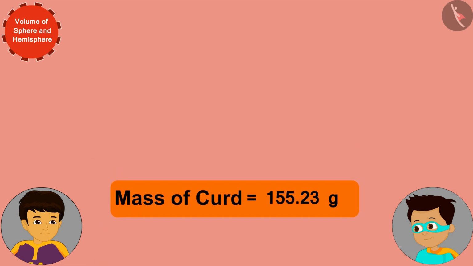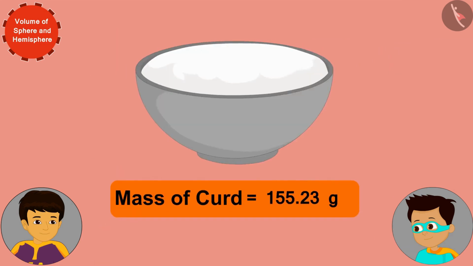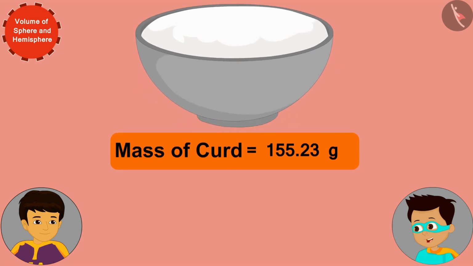Look, Thomas, we got our answer. The bowl has 155.23 grams, or about 155 grams of curd. Oh wow, Manas! And this is more than 100 grams. This means that you can follow your mother's instructions by eating a bowl of yogurt every day.